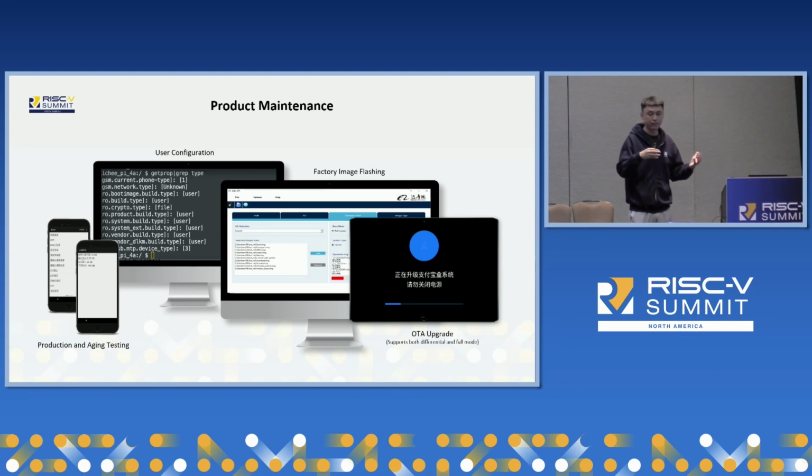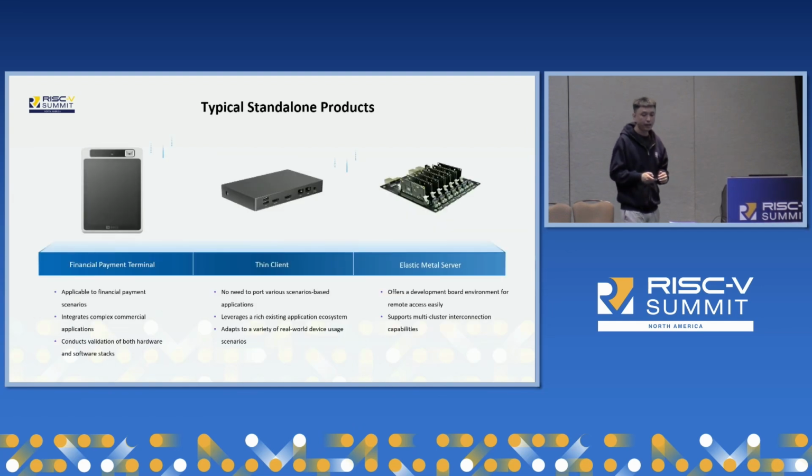And for manufacturing, you need to provide factory image flashing too, and during the life cycle, you need to give the OTA upgrading service. So product maintenance is not too much to mention, but it's very important. And then we have done three types of standalone products.